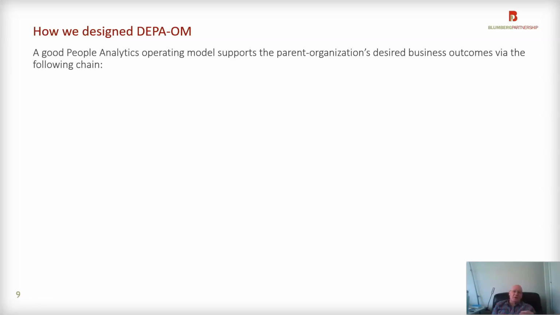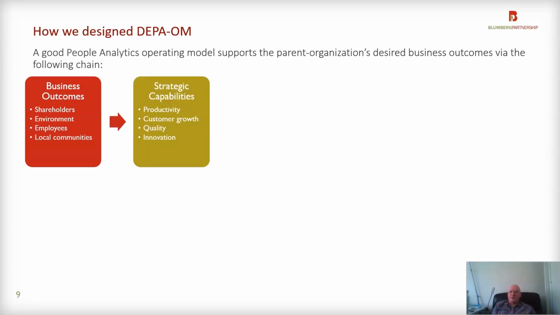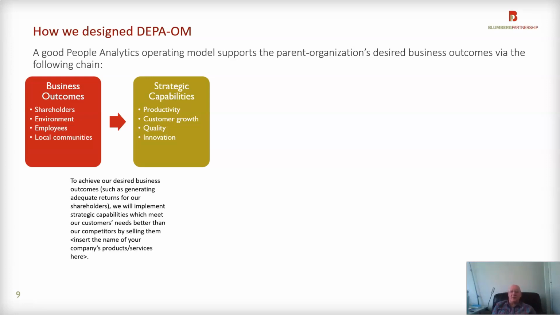We designed the model using the following chain. We assume that your executive team are looking for a certain set of business outcomes, which may be return to shareholders, a sustainable environment if they're ethically minded, employee work-life balance, being involved in local communities, etc. And the way that they're going to achieve those outcomes is by having those strategic capabilities. They can't achieve them without the strategic capabilities.